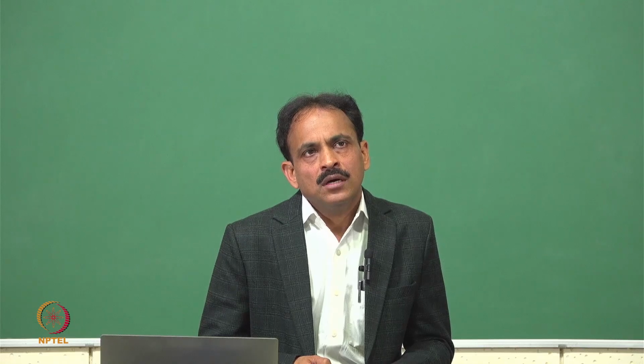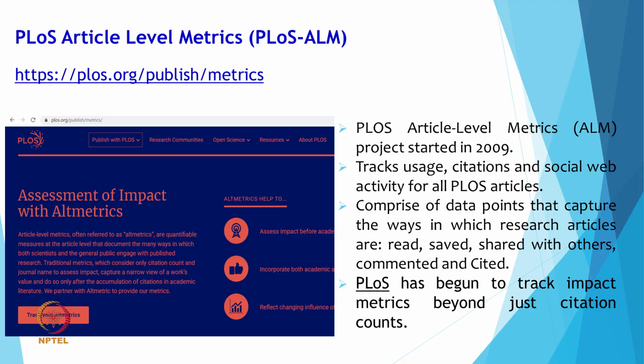Another important article level metric is PLOS Article Level Metrics. PLOS is a non-profit open access publisher empowering research to accelerate the progress in science and medicine by leading a transformation in research communication. It is a project started in 2009, and PLOS Article Level Metrics tracks the usage, citations and social media activity for all PLOS articles.